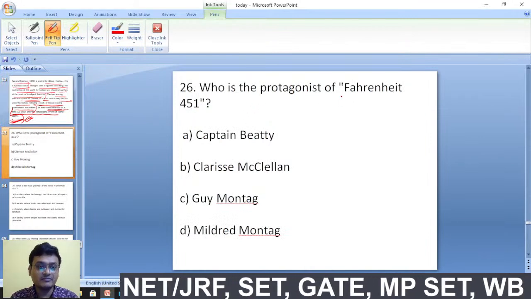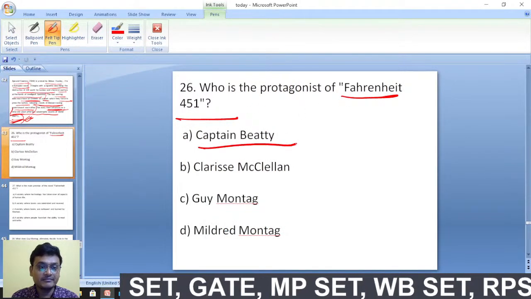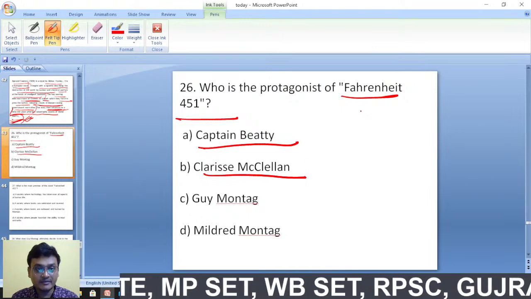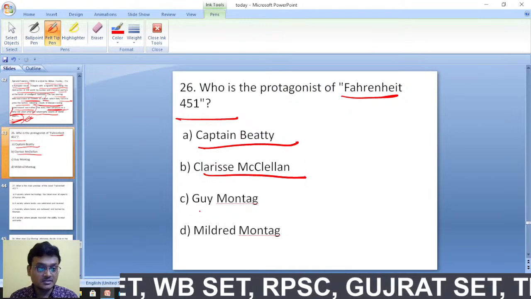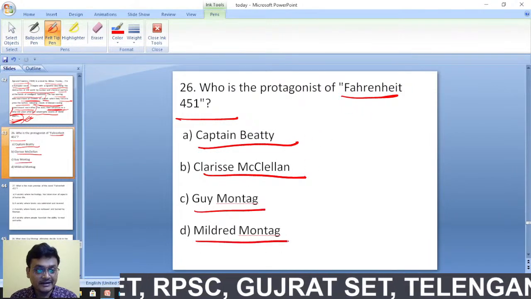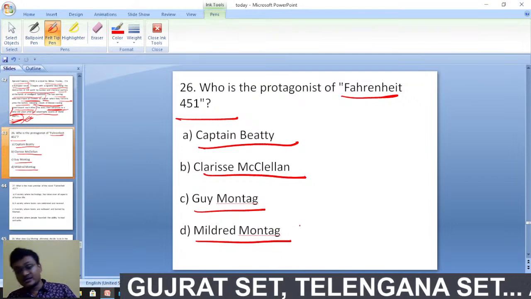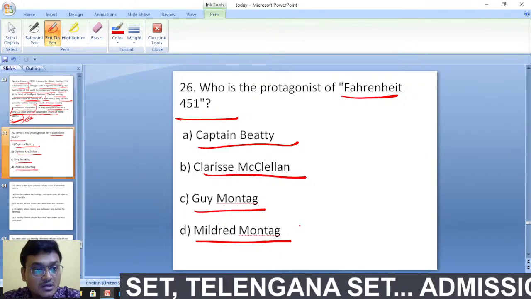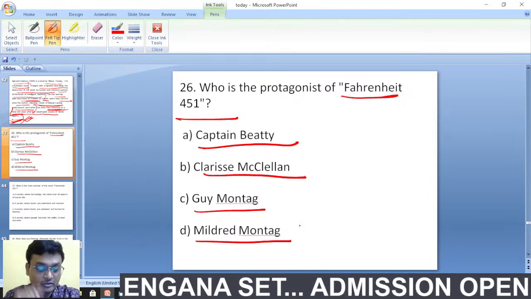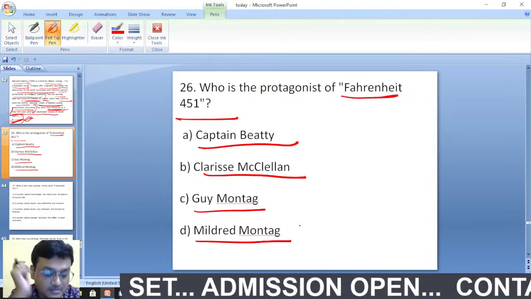Who is the protagonist of Fahrenheit 451? Captain Beatty, Guy Montag, Mildred Montag. Who is the protagonist of this novel here? Fahrenheit 451 by Ray Bradbury.